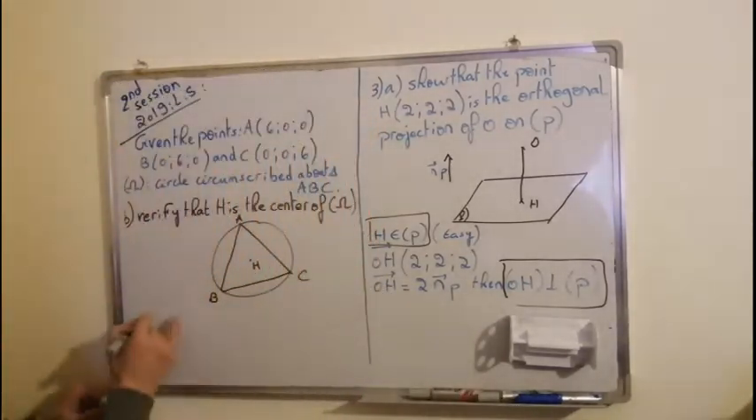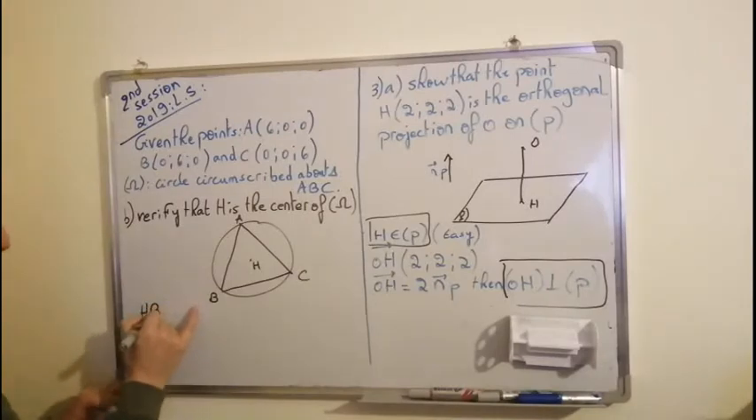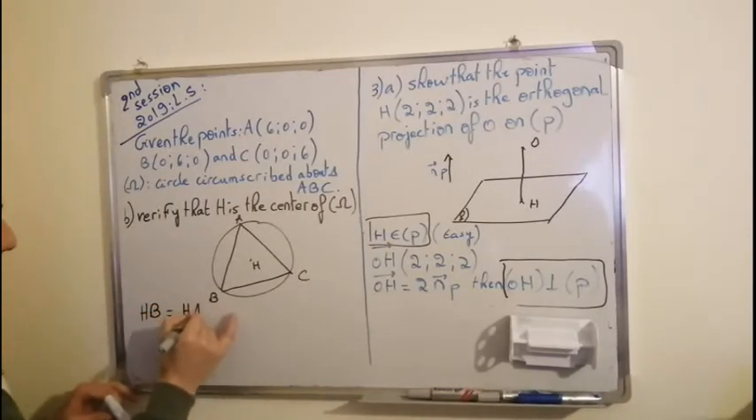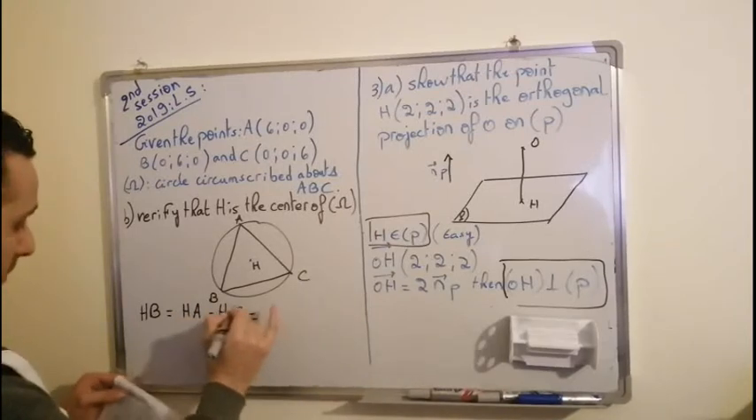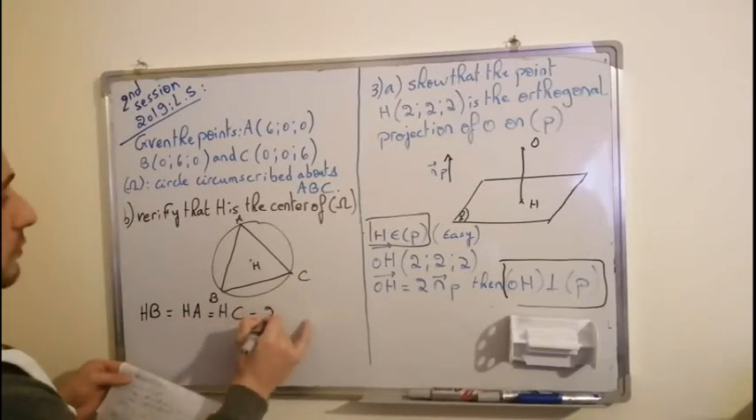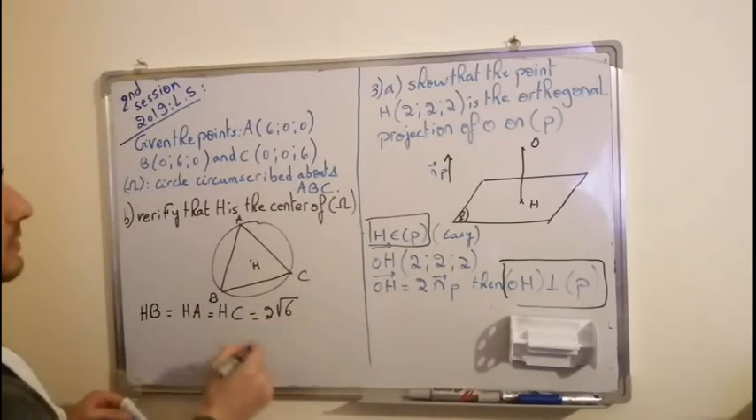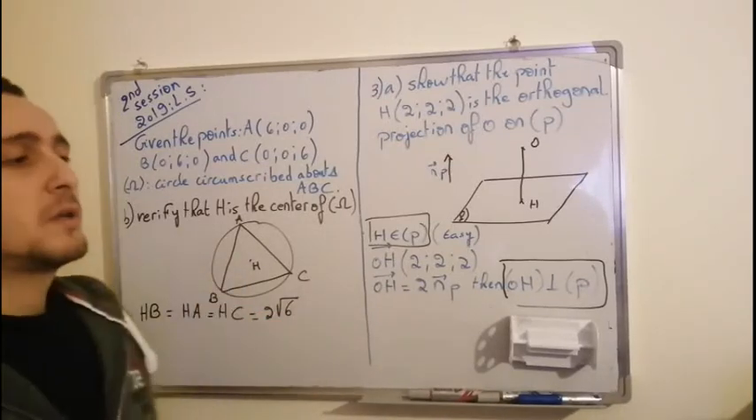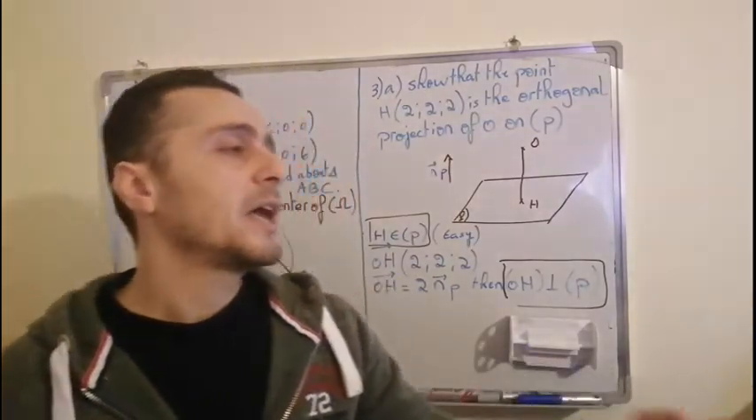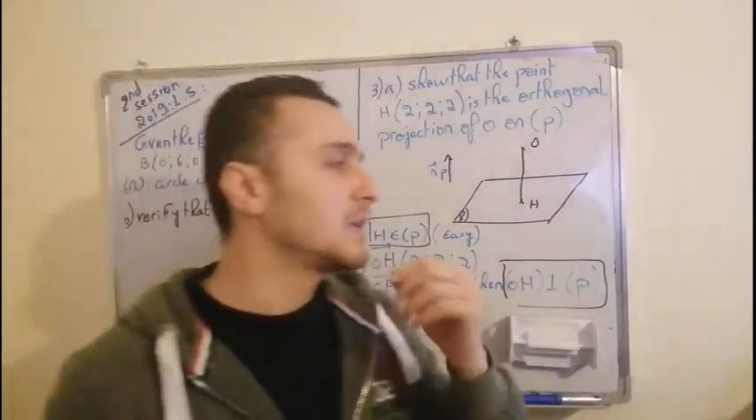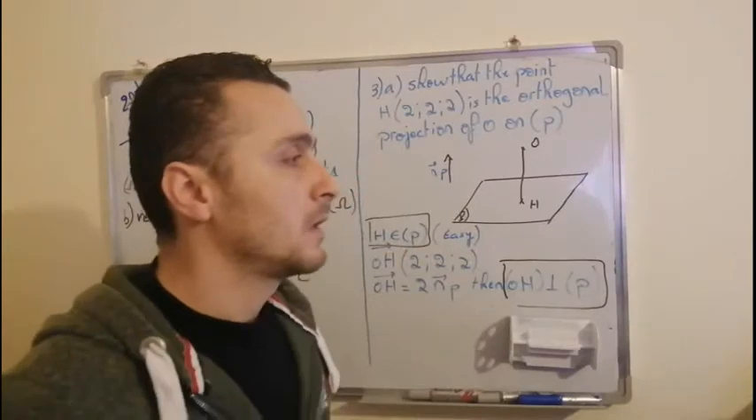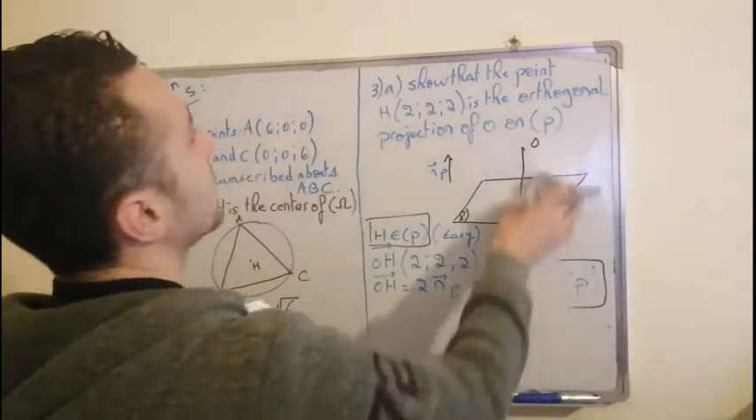HB equals HA equals HC. All are equal to 2 radical 6. Okay? So H represents the center of circle gamma. Okay? Part 3.